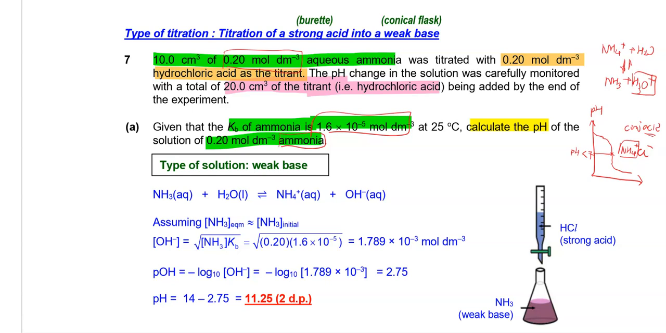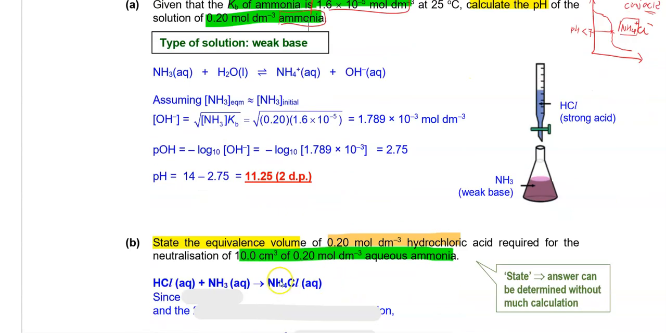Okay, so this one is quite straightforward, nothing much for me to highlight. Simple calculation. We move on to B. For B, you're supposed to look at the equivalence volume of the acid required for neutralization of 10 cm³ of aqueous ammonia. The question did mention state, which means it's unlikely you need to do a calculation. Another interesting thing in this question is that HCl and aqueous ammonia both have the same concentration. So this will give you a clue in terms of the equivalence volume.